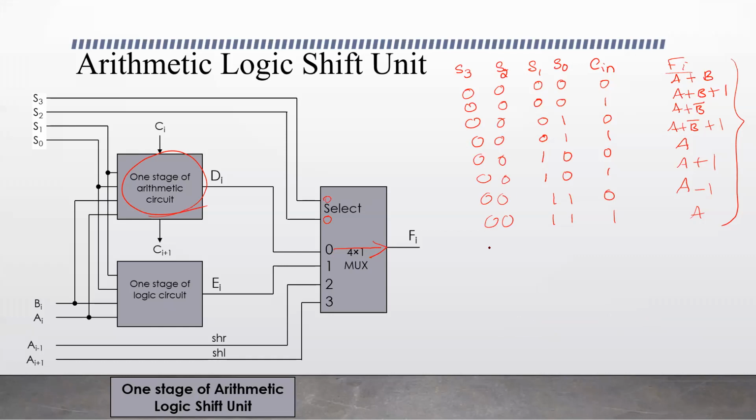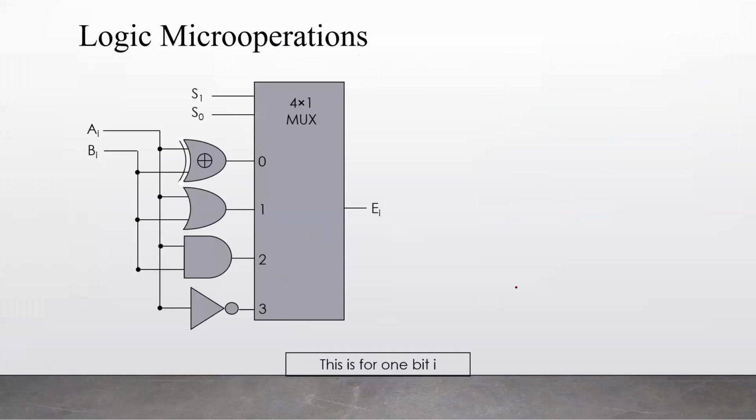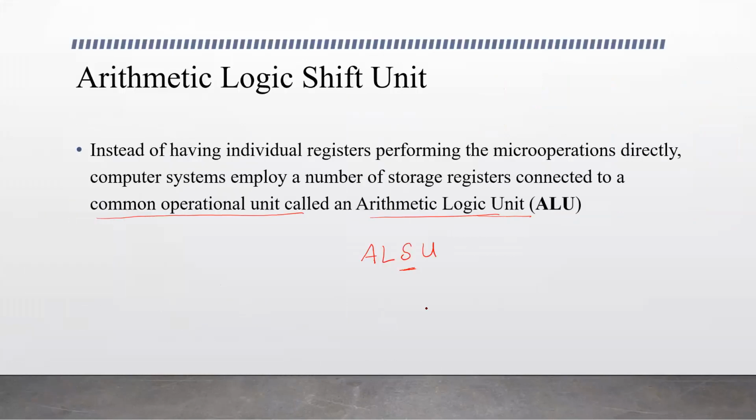And the next case with S3 and S2, 0 and 1. When it is 0 and 1, the second case, the multiplexer input that gets directed to the output is 1. What is 1? It is the logic output of the logic circuit. Now we have to see the logic circuit. This is the circuit that replaces the logic circuit in our ALU. The basic gates, AND gate, OR gate, XOR and NOT gate are given, so the operation performed would be one of these operations.